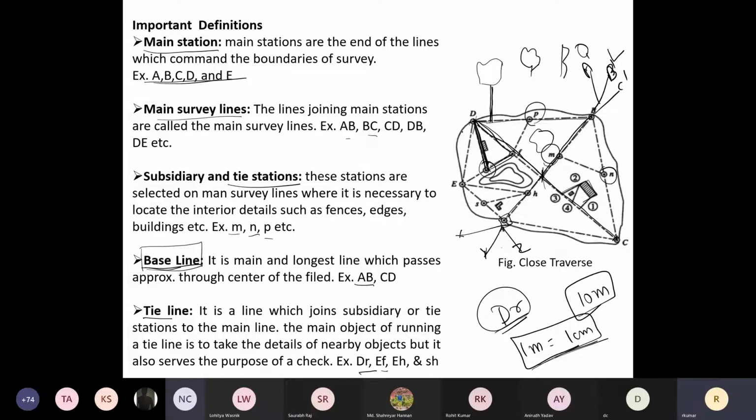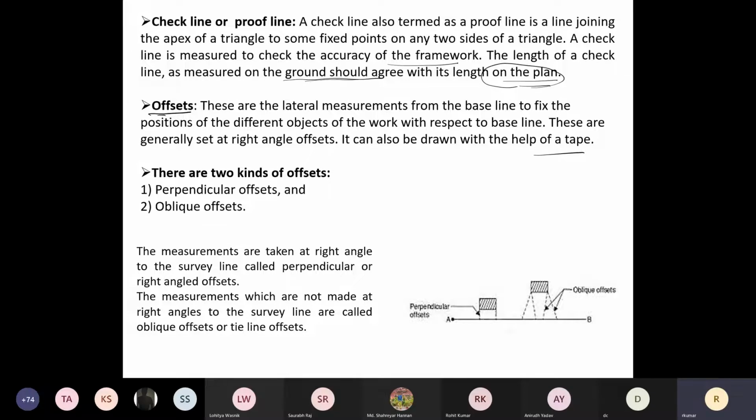Suppose I'm starting from here, and at 5 meters I get a tree. At 10 meters I get another tree, and at 15.2 meters I get an electric pole. On either side here I can get a garden. So I have to mark these lateral places, as written, to fix the position of the different objects of the work with respect to the baseline or main line. So in survey, what is the use of offsets? Can you tell me?